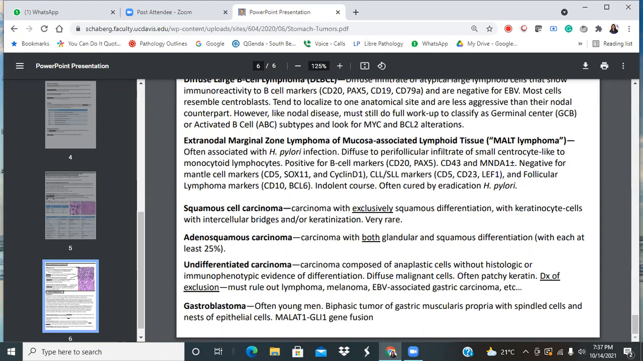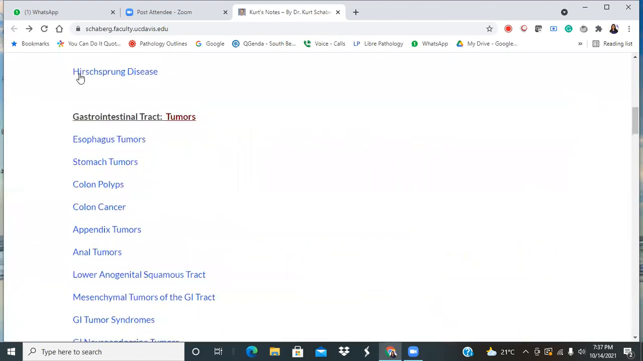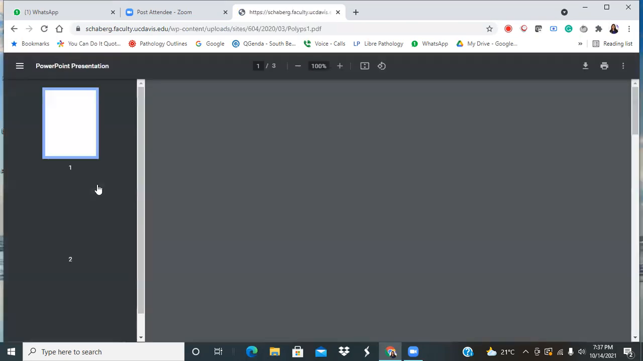So if anybody has any questions or comments. Has anyone seen a gastroblastoma? I haven't, as Nupur said, I haven't heard of it. Considering they say it's nests of spindle cells, maybe we thought it was a GIST and it wasn't.